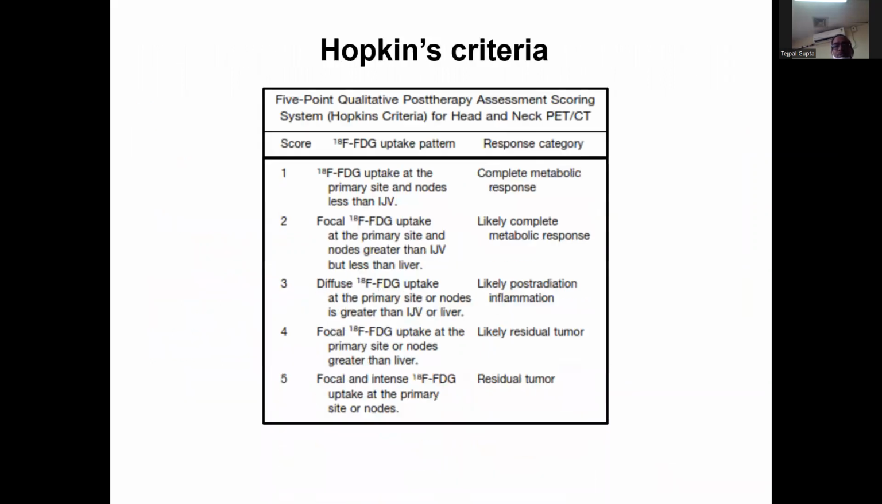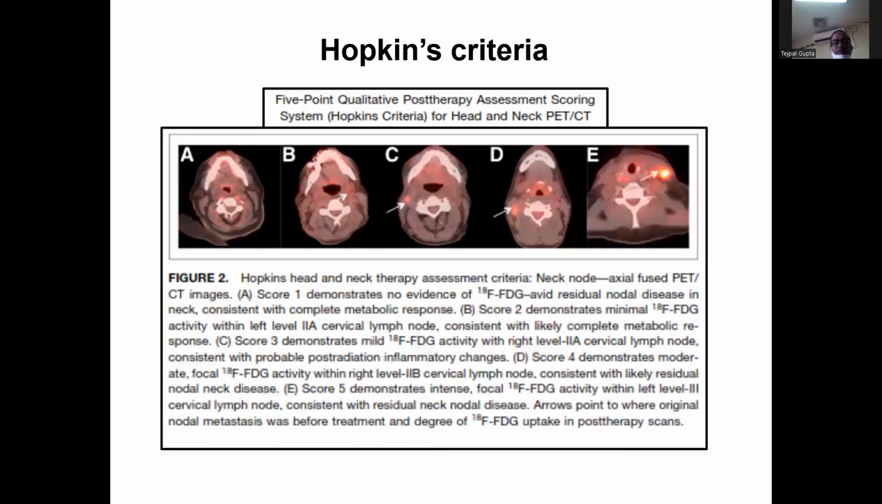Another criteria that was proposed was the Hopkins criteria. This is a modification of the Deauville criteria, which was extensively used in lymphoma. They gave 5 scores: 1, 2, 3, 4, 5. 1 and 2 are likely negative, 4 and 5 are likely to be residual tumor, and 3 was equivocal, but favoring post-radiation inflammation rather than disease. This is an example from the Marcus paper that gave the Hopkins criteria.